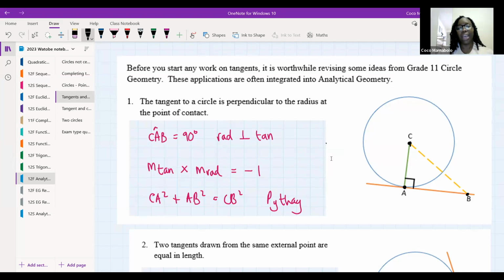Yes, Leanne, absolutely. You can call it an extended chord because it does go right through the circle itself, 100%.